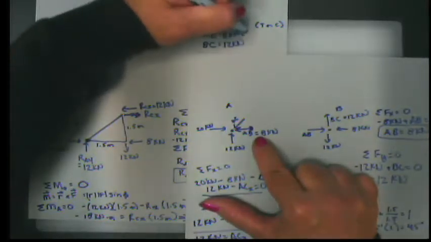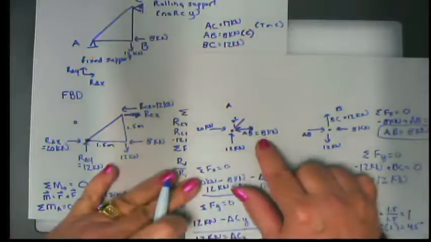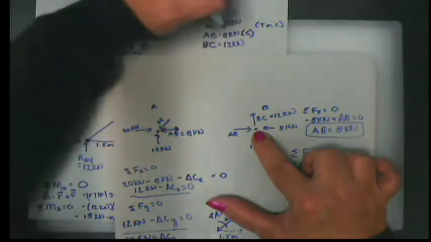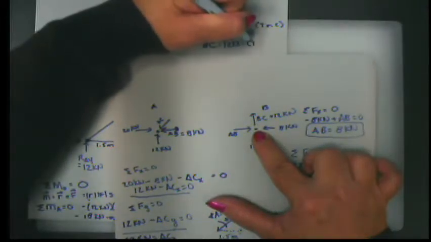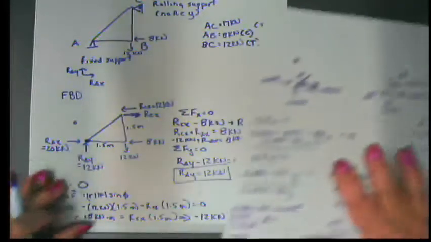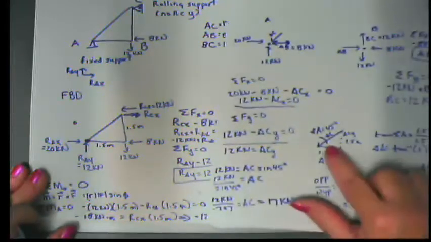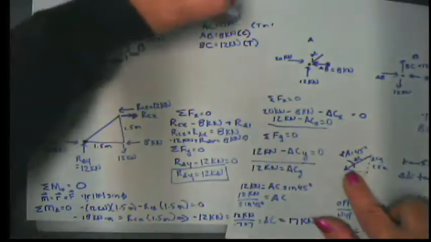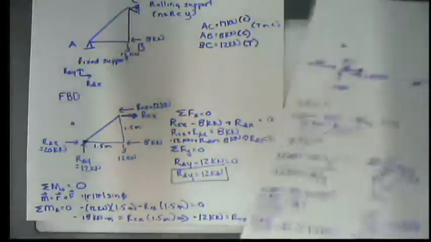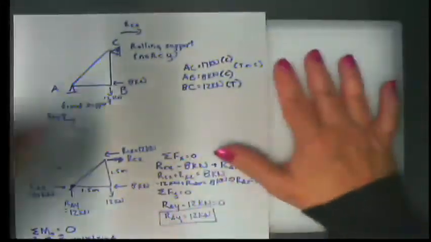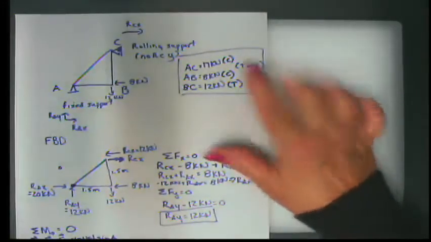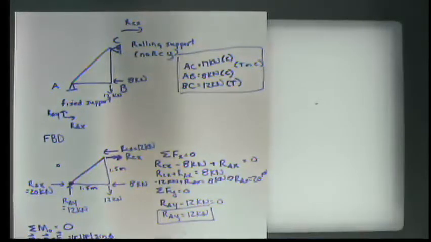AB, compression. BC, pulling or pushing? Pulling, so that's tension. And now let's look at AC. Here's AC, pushing, compression. Okay. And this is the set of answers that you would have as an answer to that problem. Right.